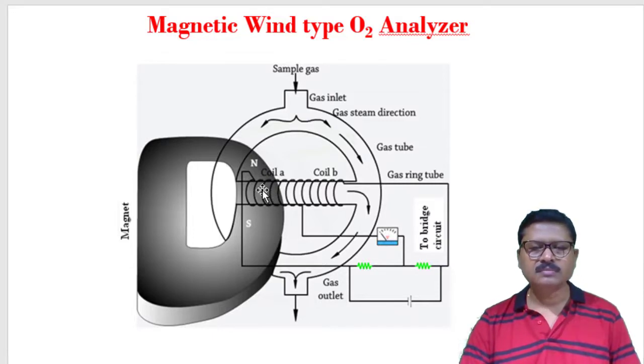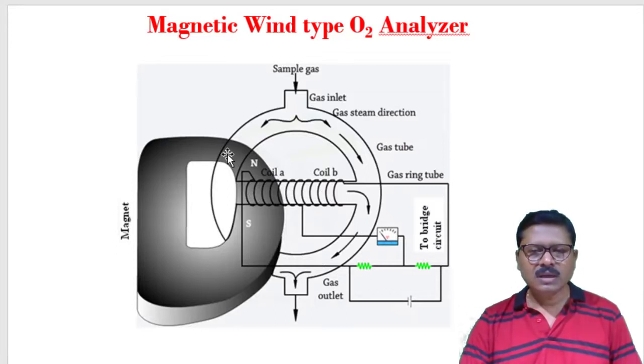at this position. When the oxygen molecule is heated, it will lose the paramagnetic property, and when it loses the paramagnetic property, it will not experience that attraction towards the magnetic field. So the oxygen molecules in the sample, as they have lost the paramagnetic property, will have a tendency to move in the rightward direction through this tube.